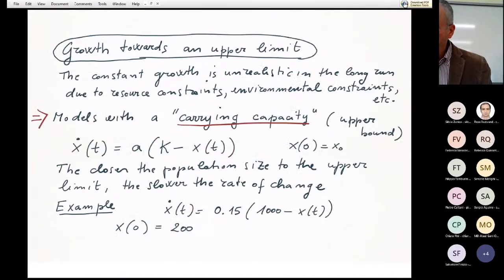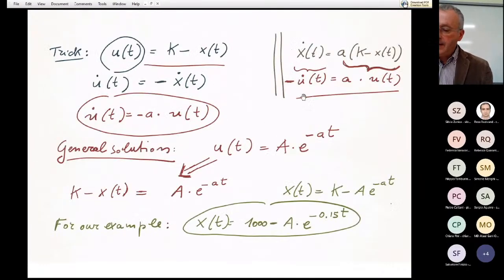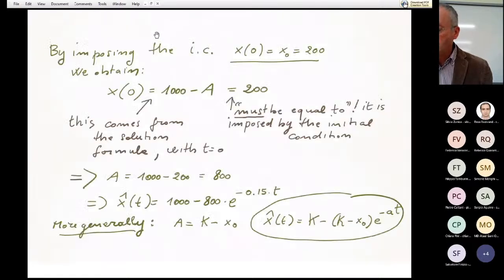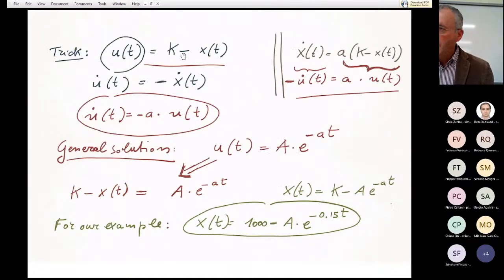If we focus, instead of focusing on x(t), on a new variable, u(t), which is not the level of the population, but the difference between the carrying capacity and the level of the population. We focus on the gap between our carrying capacity and the current level of the population. This is the new variable of our model. We get an equation that we can already solve.